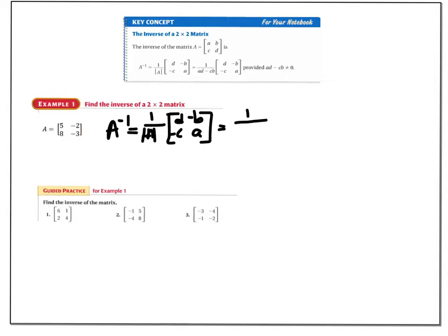The determinant is found by taking the product of a times d, which is a negative 15. Oh, that looked wrong, didn't it? Let me erase.